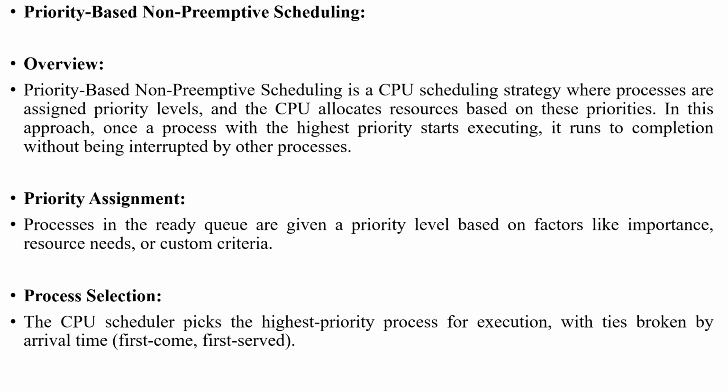Okay. For the priority assignment, processes in the ready queue are given a priority level based on factors like importance, resource needs, or custom criteria. For the process selection, the CPU scheduler picks the highest priority process for execution, with ties broken by the arrival time, first come, first served.